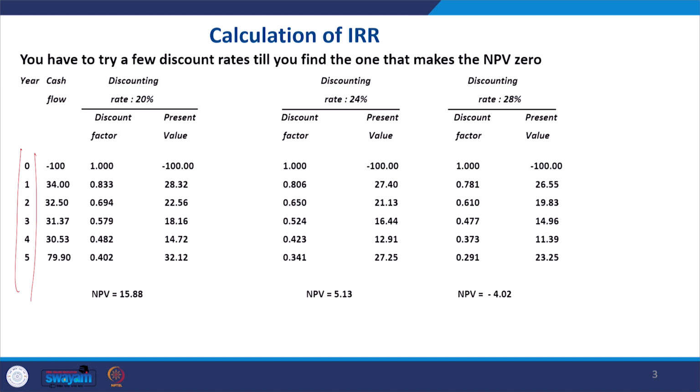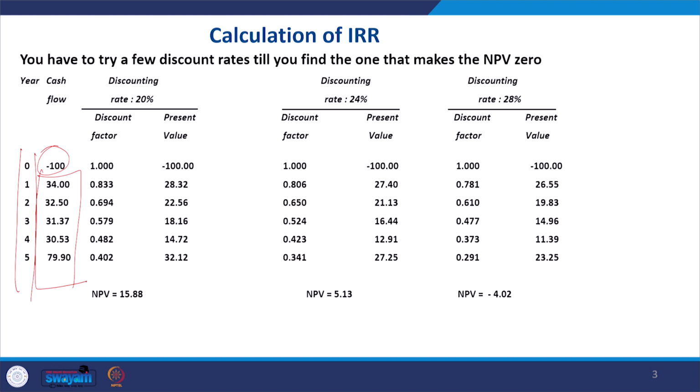Year 0 is the current period in which we are going to construct the venture, the construction period for us. During this period, we have an outflow of 100 million, or maybe 100 thousand, or 100 lakhs. After this, for the next 5 years, year 1 to 5, we are going to have cash inflows only, which are 34, 32.5, 31.37, 30.53, and 79.90. So we are given different inflows, and one outflow of 100. After making the investment of 100 million, we are going to get 5 inflows over the period of 5 years.